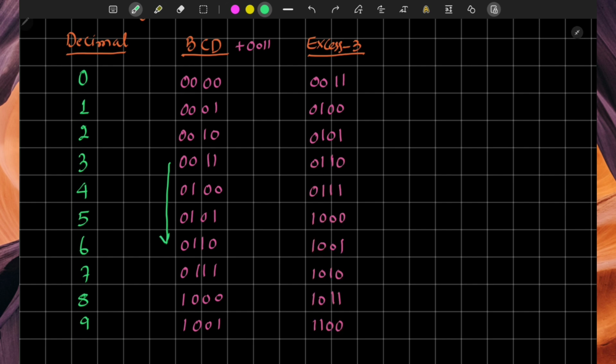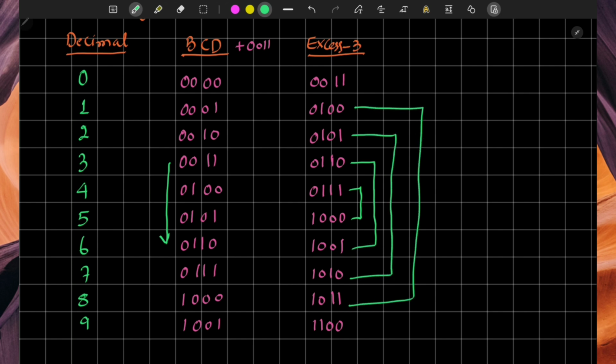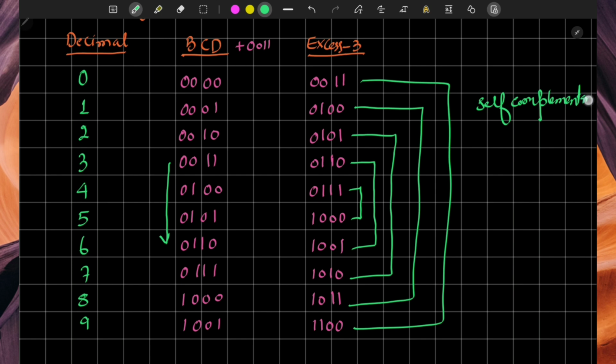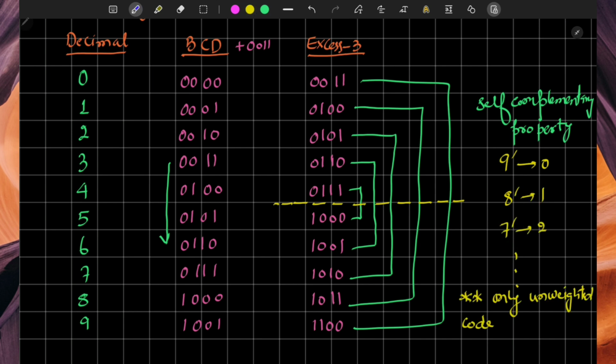After completing the XS3 column, one can observe that if we take the complement of this XS3 code, that is 0111, we will get 1000. Similarly, if we take the complement of this, we will get this XS3 code. So we can observe that XS3 code has something called the self-complementary property, which means that 9's complement is equal to 0, 8's complement is equal to 1, 7's complement is equal to 2, and so on and so forth.